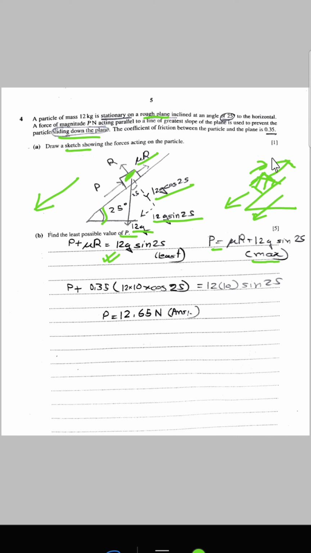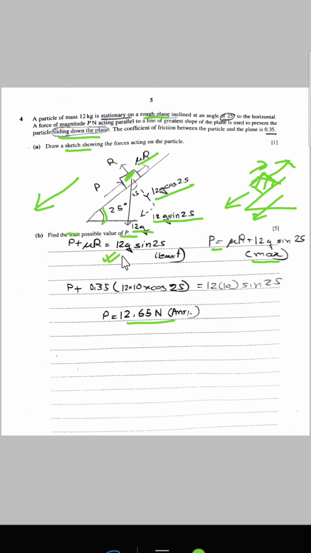But you don't need to use this for this question, because we have already been given the situation in the diagram, and with respect to this we need to find the value of P. You can ignore this part for this question, because it is there to confuse you. For now, P plus mu R is equal to 12g sin 25, so the value of P is 12.65 Newton.